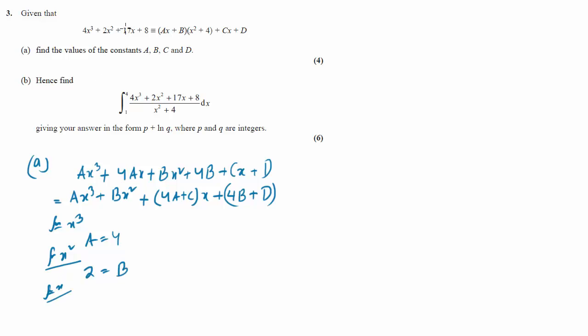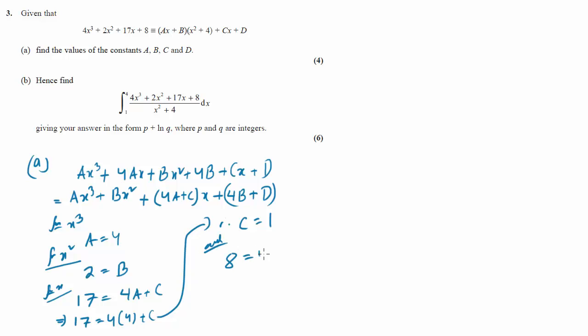For x, here we have 17 with x, and here we have 4a plus c. Now we already know a is 4, so it is 4 into 4 plus c. Therefore 4 into 4 is 16, c equals 17 minus 16, which is 1. And finally the constant, we have 8 over there, and we have 4b plus d. So we know 8 equals 4 times b, which is 2, plus d, that means d equals 0. So we have found the values of a, b, c, d.